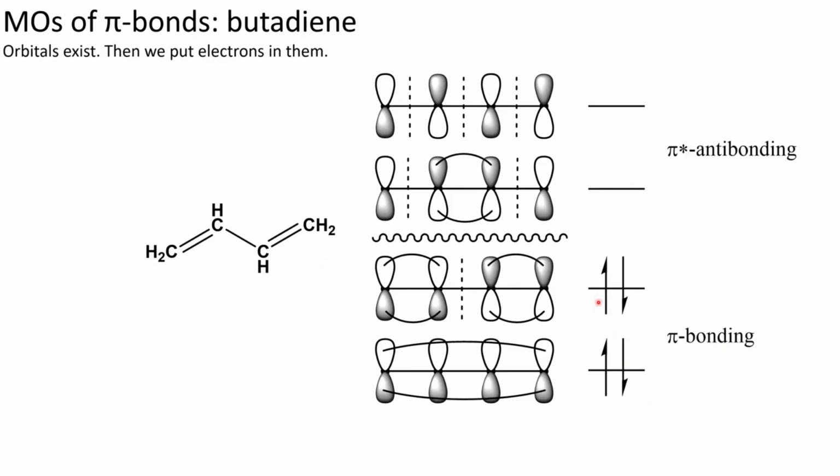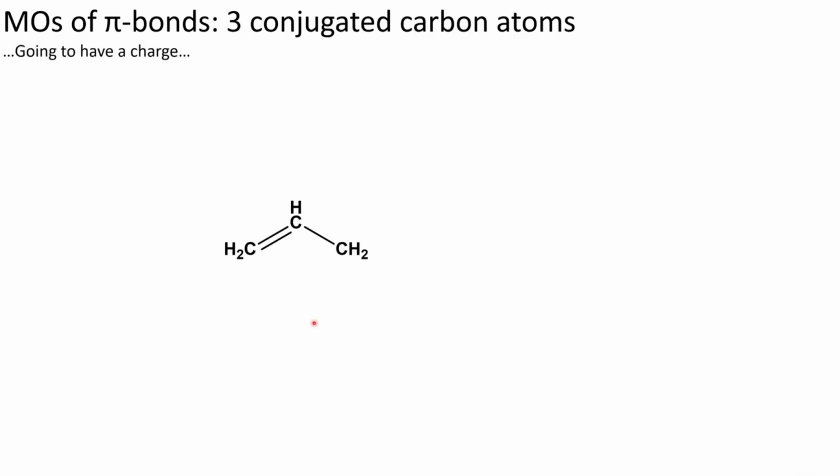So they'll go in the bottom 2, the 2 bonding orbitals, and the 2 antibonding orbitals will remain empty. How about 3 conjugated carbon atoms? If we have 3 conjugated carbon atoms, for them to be conjugated, this carbon needs to be sp2 hybridized so that it can have a p orbital, which means it's going to have a charge. Which charge will it have?